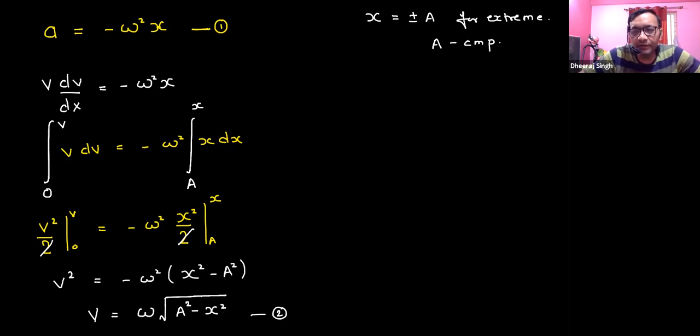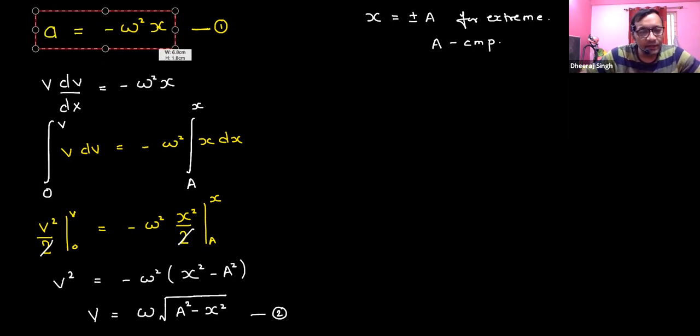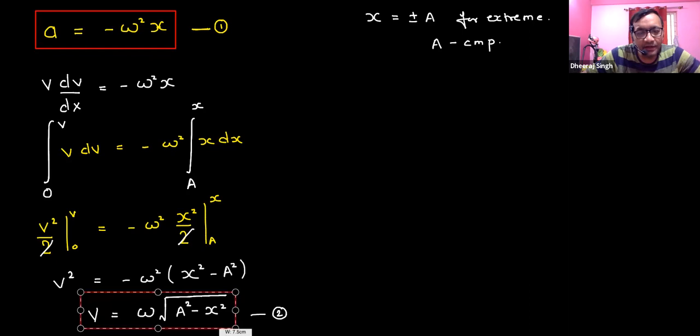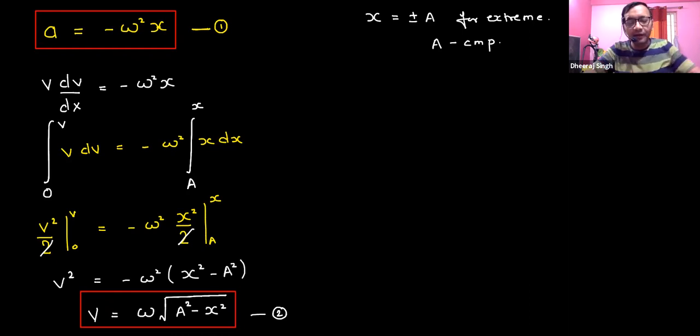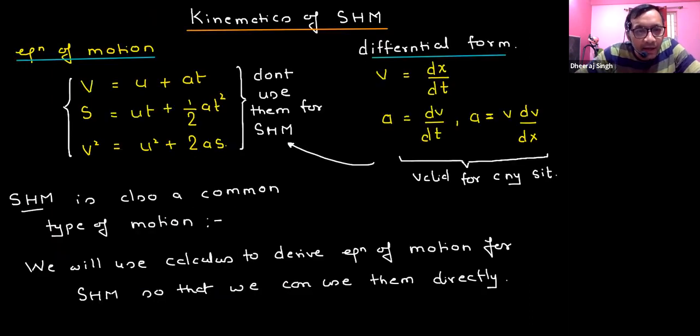Okay, so this is the second equation of motion. First equation of motion is this. Second one is this. Second one is a relation between V and X. Now you can see the way it is different from your previous equations of motion, these three: look at it. Every equation has three variables, V, A, and T; S, T, A; V, A, S. And A is common everywhere. All right, so you should know what is A.